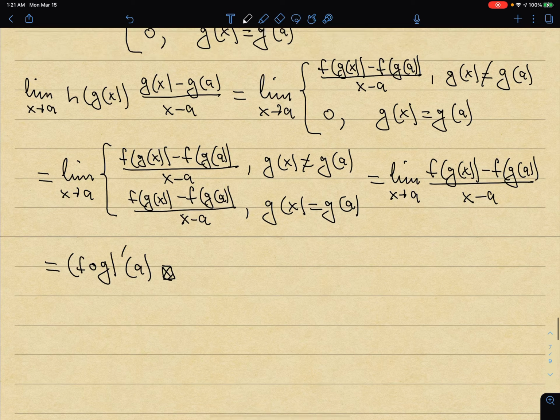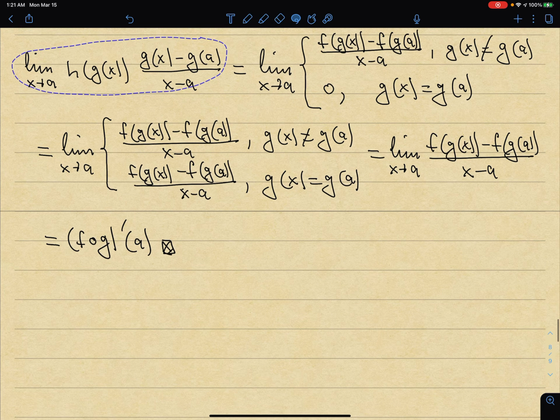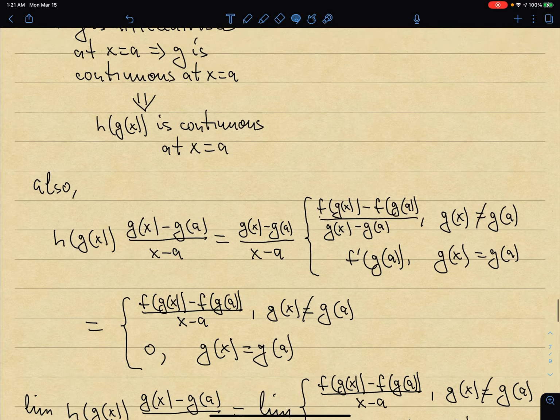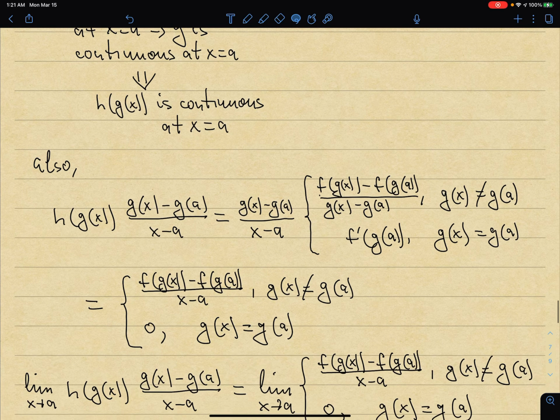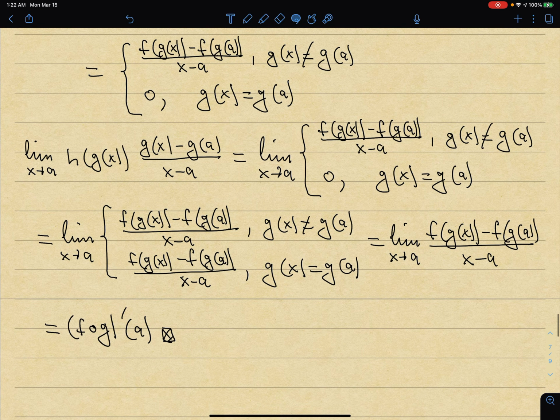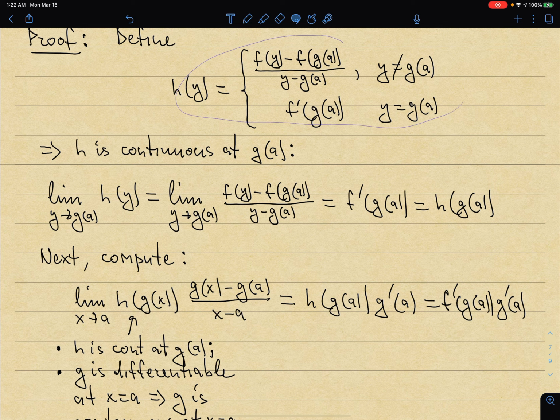And I'm done. Why? Because now I know that on one hand, this limit is equal to f composition g prime of a, but on the other hand, exactly the same limit is equal to the right-hand side of the chain rule. So that means that we proved the chain rule. And you see that we had to go into a bit of trouble because of that problem with g of x potentially being equal to g of a infinitely many times near x equal to a, but we were able to avoid this trouble by working with this auxiliary function that I introduced here.